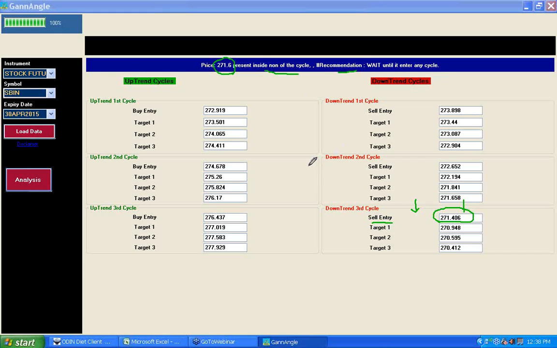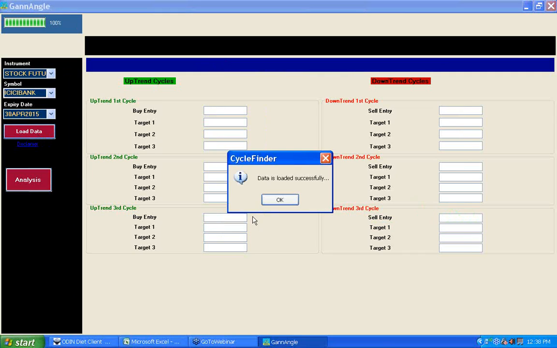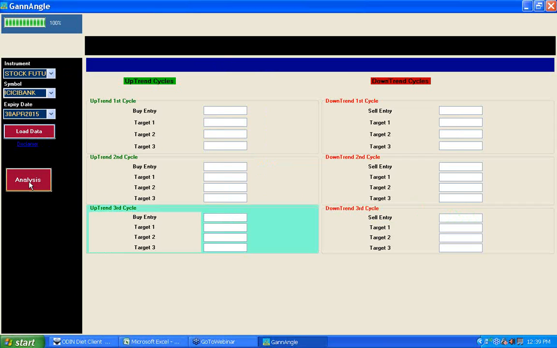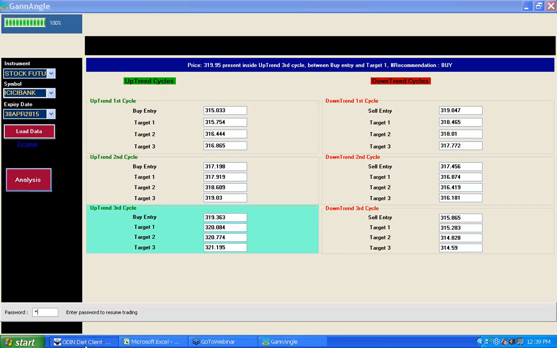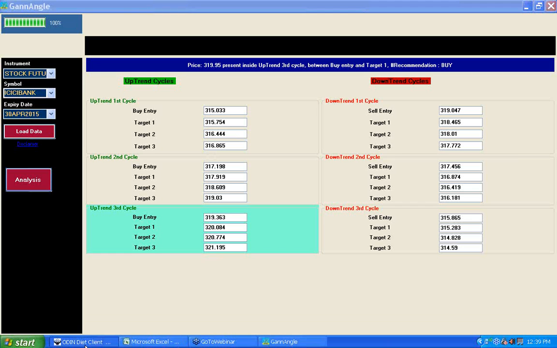So after a gap, you can again reload the data, recalculate, and see whether it is going to enter any cycle, and if it is present in any of the cycles, then only you can make the trade decision. So same way, I'll be just loading one more symbol, ICICI Bank April series. I'm just calculating it. Currently it is at 319.95.